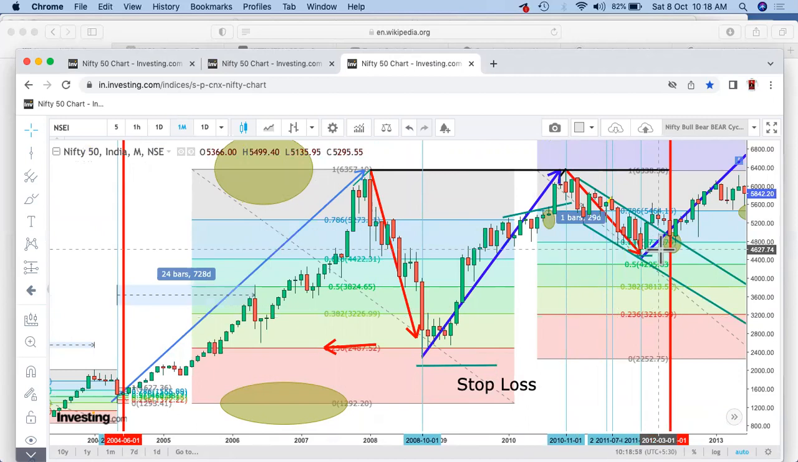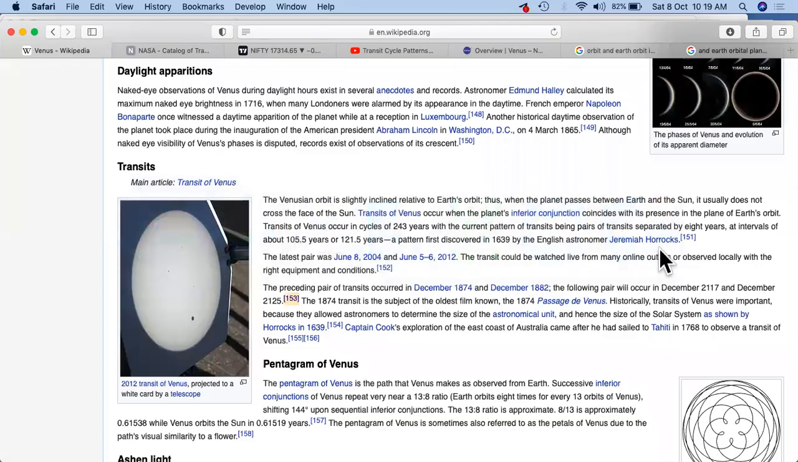So probably just a wild guess, but yes, something important that we are at least able to know from these transits, right? The next transit is going to be long after, so I'm not pretty sure whether we'll be alive till that period or not. Hopefully not. The transit would be watched live from many online outlets or observed locally. So this you can do.